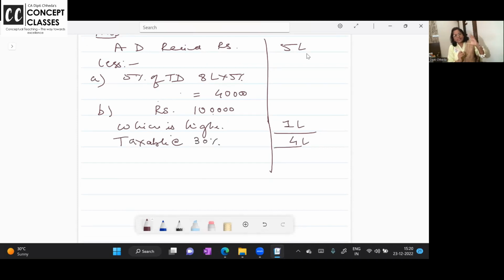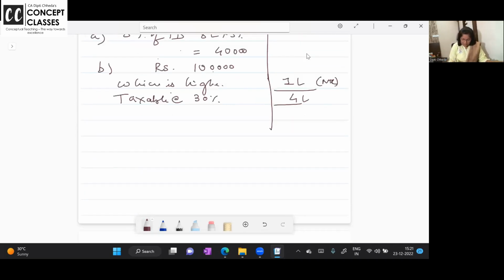Clear? Only this part can be asked in MCQs. Yes. Out of 5 lakh, 1 lakh of donations is taxable at your normal slab rates. Up to this limit, it's not exempt. It is taxable at normal slab rates, normal tax rate. I'm just writing it. And 4 lakh is taxable at 30%.